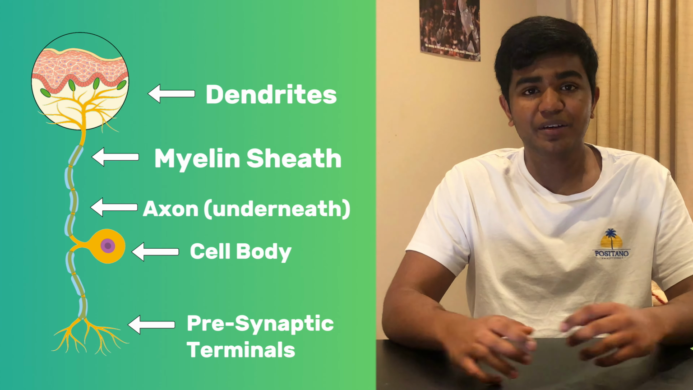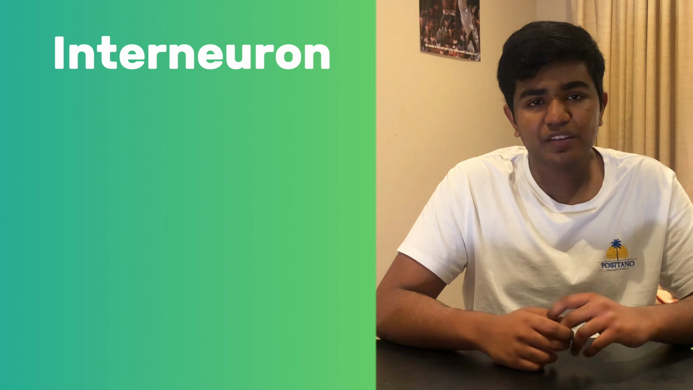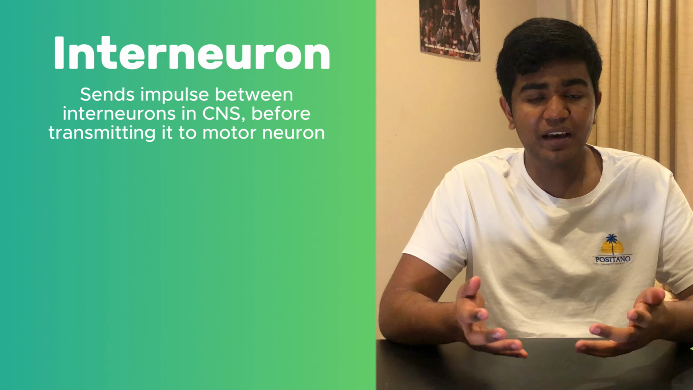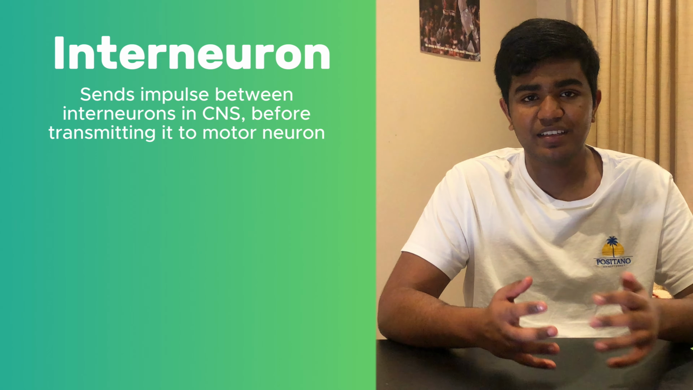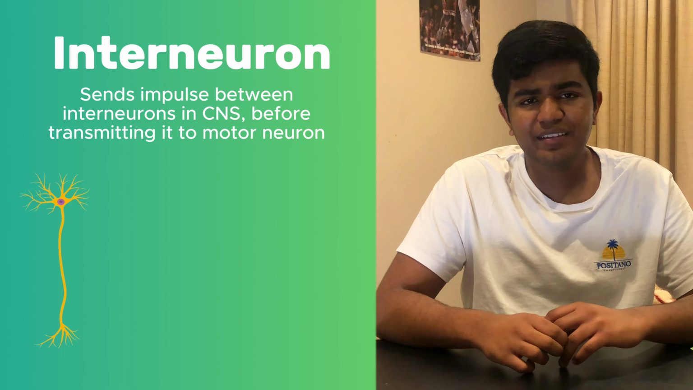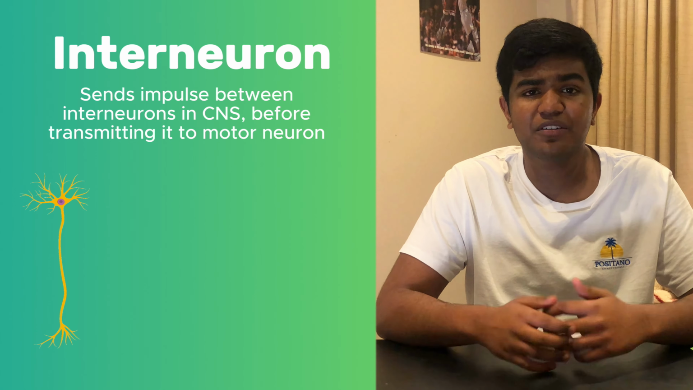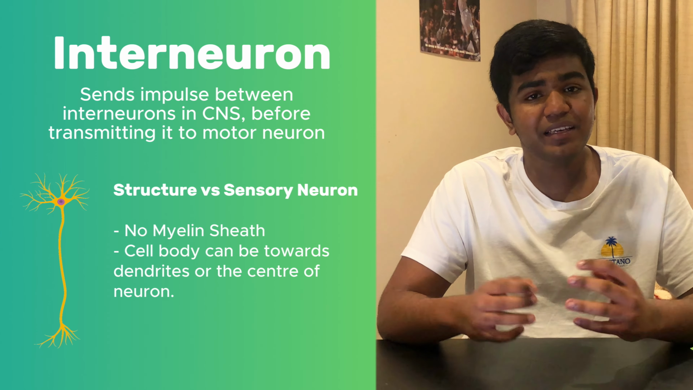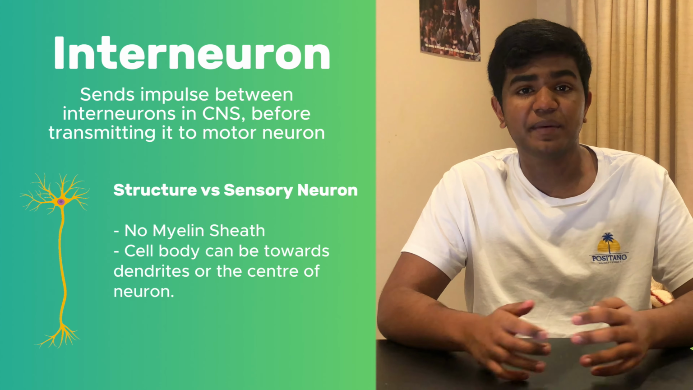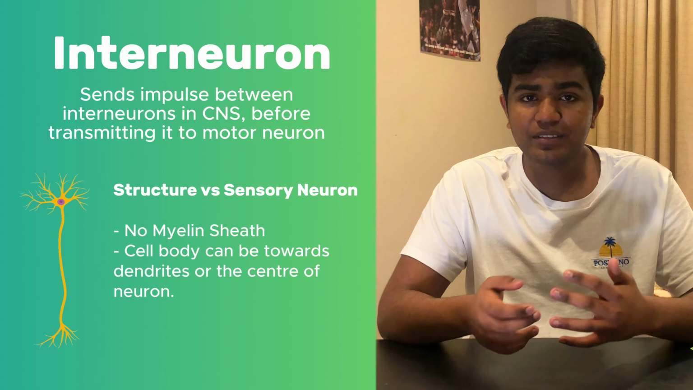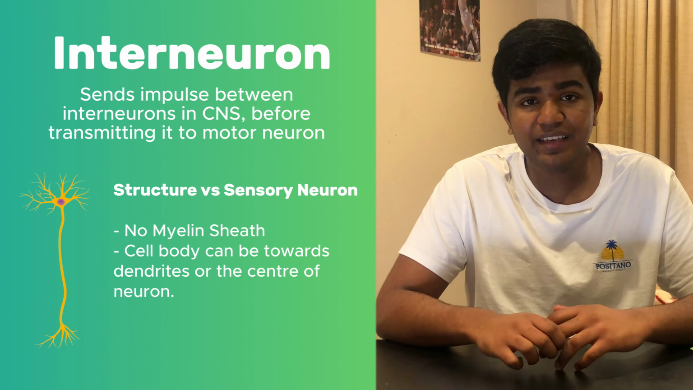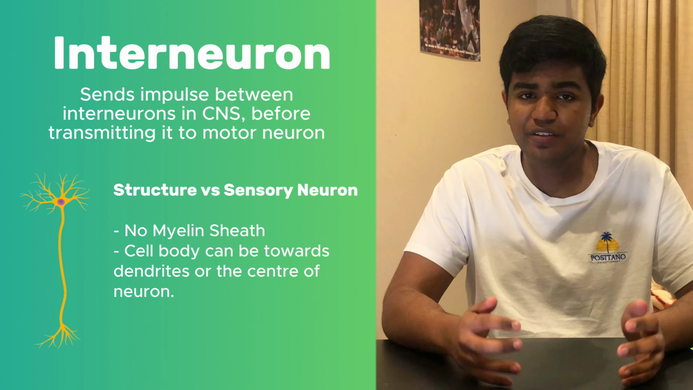And the next neuron we're going to look at is the interneuron. The role of interneurons is to send the electrical impulse between each other along the spine and the brain before sending the signal to the motor neuron. If we have a look at the diagram of the interneurons, we can see that it has very similar components to that of the sensory neurons, except with the interneurons there are no myelin sheaths covering the axon, and the cell body can either be in the middle of the neuron or towards the dendrites. Once the electrical impulse reaches the brain and gets processed, the interneurons then transmit the signal to the motor neurons.